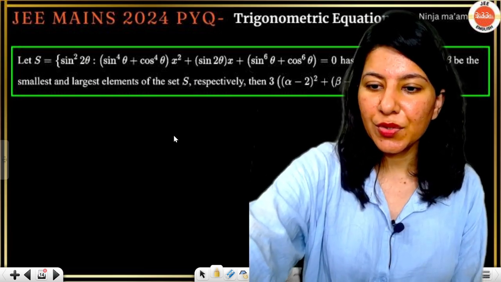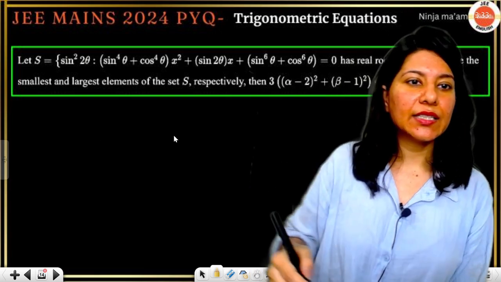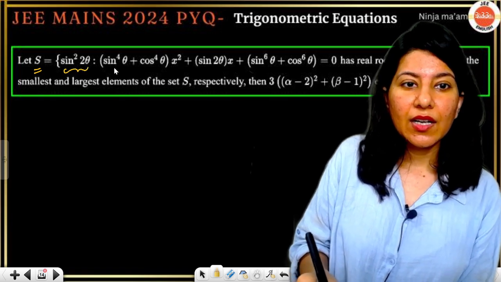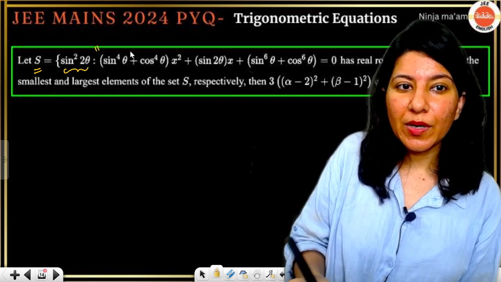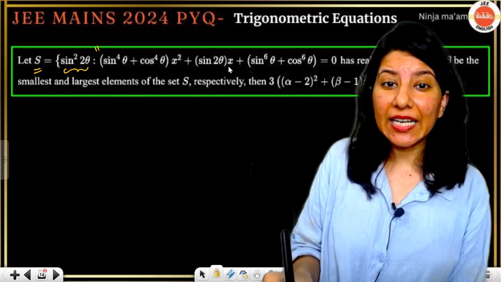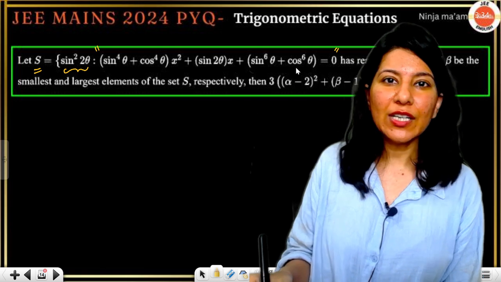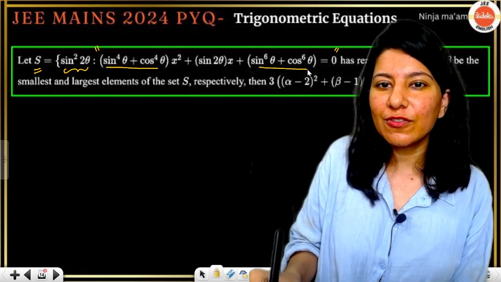Yes. So this question says that let S equals sine square 2 theta, such that sine raised to power 4 plus cos raised to power 4 theta x square plus sine 2 theta x. Okay. So there is a quadratic in x. So let's do one thing now. This expression is familiar for you. This is also familiar for you.